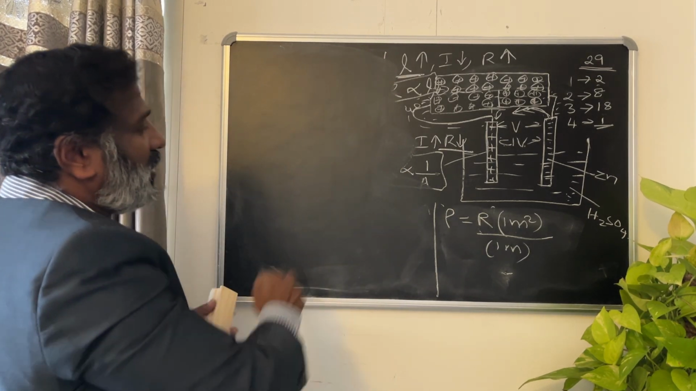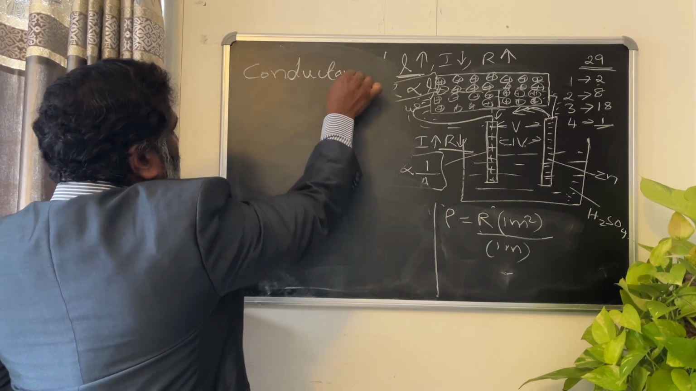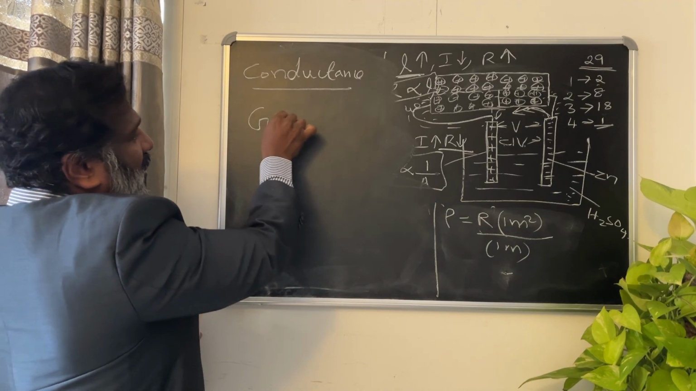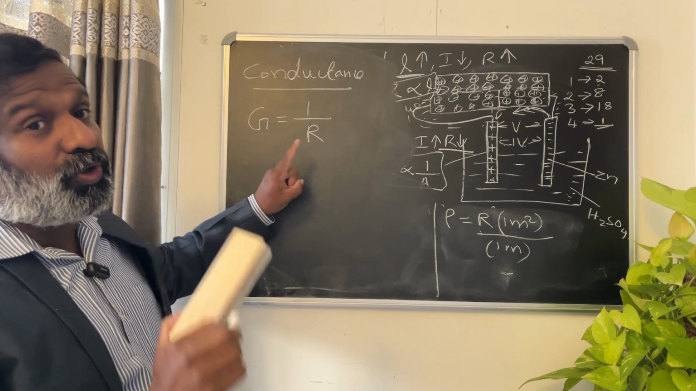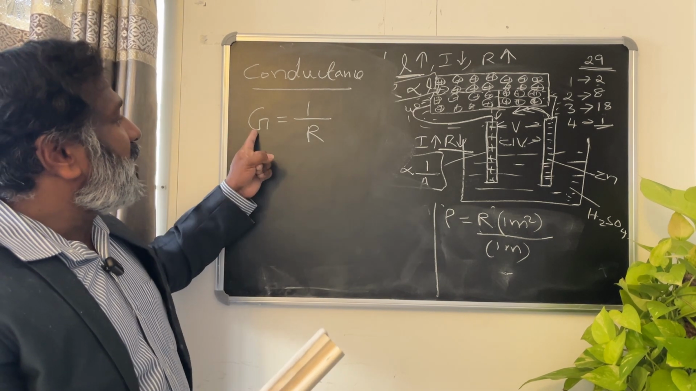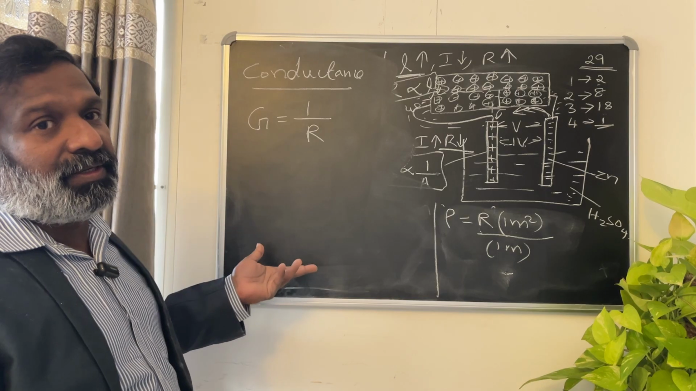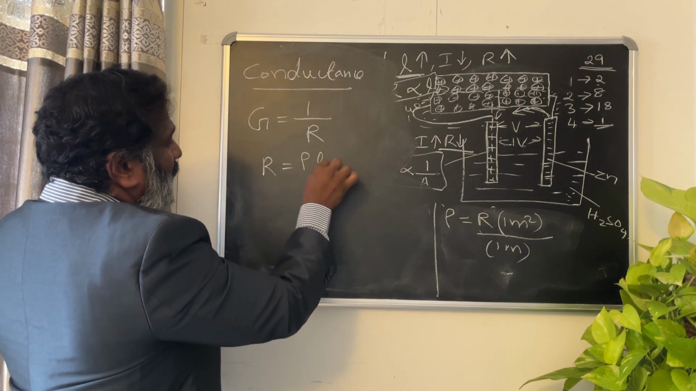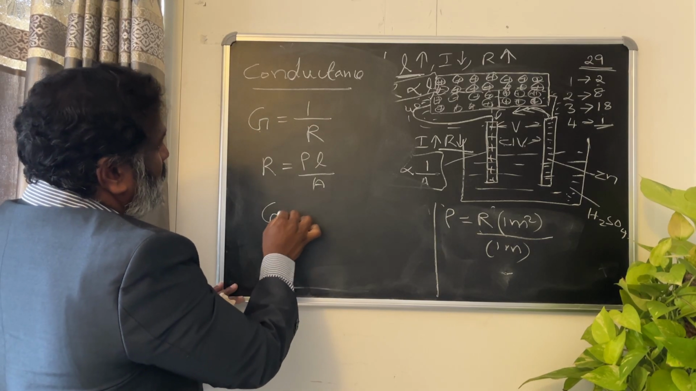And there is one more term called conductance. Conductance is denoted as G, and it is the reciprocal of resistance. Resistance is the opposition offered to the flow of current, and conductance is the easiness to permit current to flow through it. So R equal to rho L by A. So G is 1 by R.